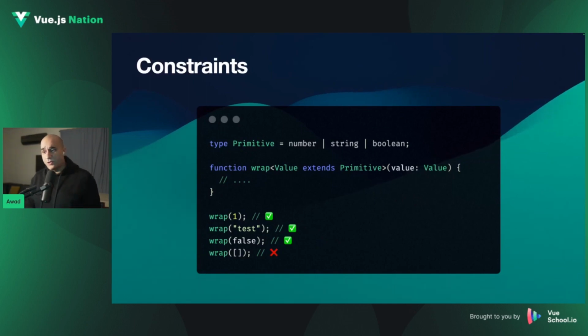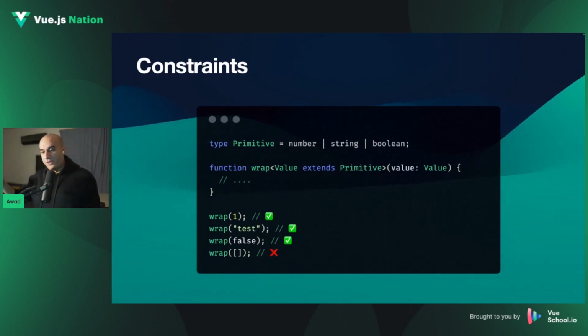Now, in your function code, you can treat the value as one of these 3 value types, and you can narrow it down and handle each type on its own, or you can treat the value in certain code paths as each of these value types. So if typeof value is a number, you can treat it as a number. It's unlike the previous examples.